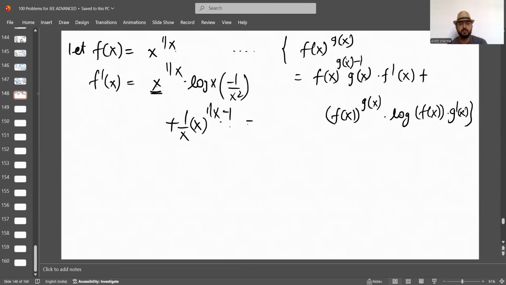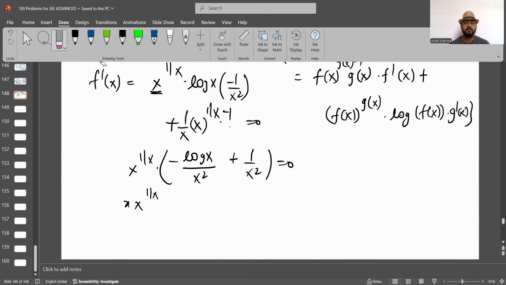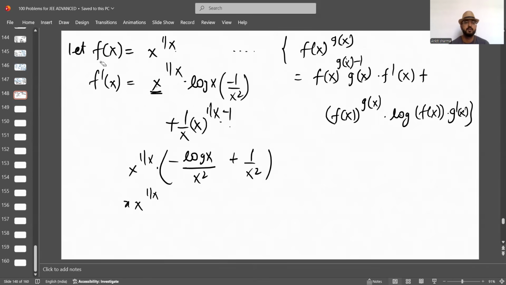And now I have to equate this to 0. So I can take x to the power 1 over x common, and I'm left with log x by x square in minus. This x power 1 is gone. I get here 1 over x square in plus. This is equal to 0. So we can keep x to the power 1 over x, or else at the moment this is not required. Don't equate to 0, there is no point.